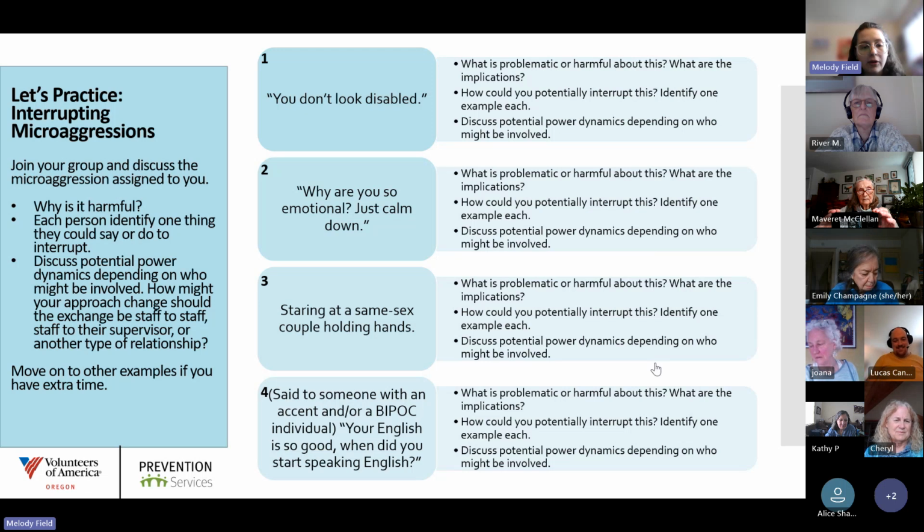I will break you out into groups. Do folks want a second to take photos of that slide so that you can see the scenarios?